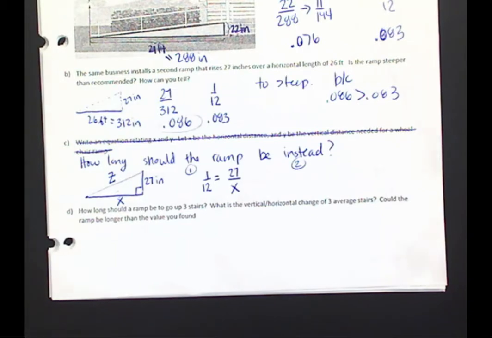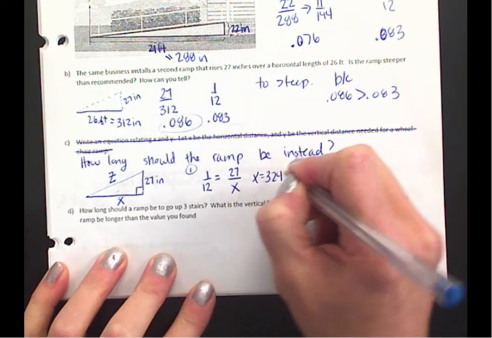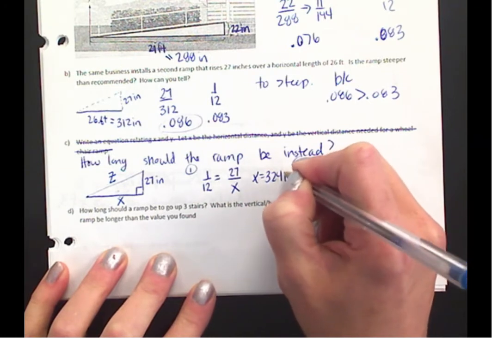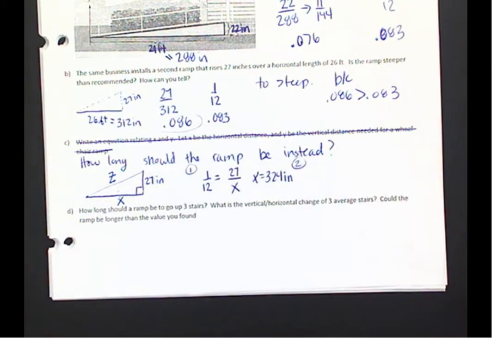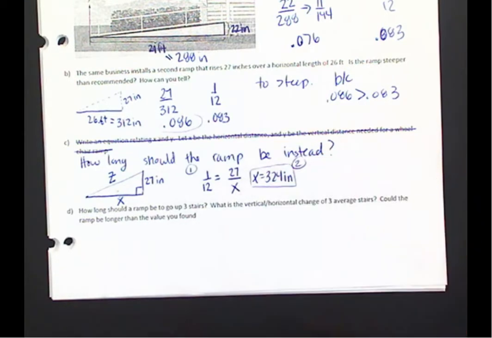Let's see what we get. 12 times 27. So x equals 324 inches, right? Mine is in terms of inches. Units matter. Okay?